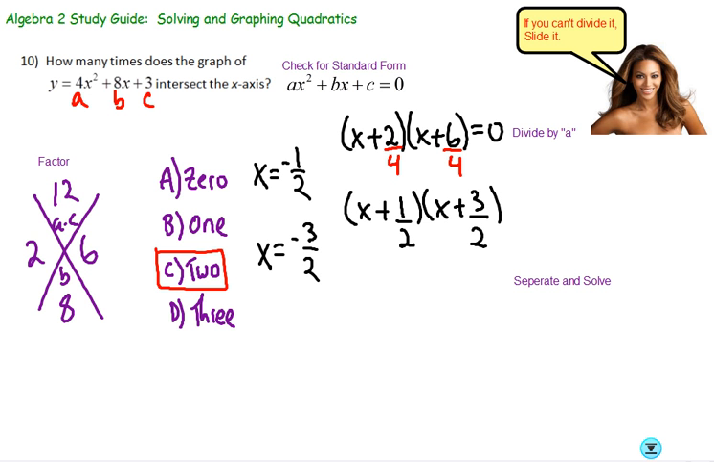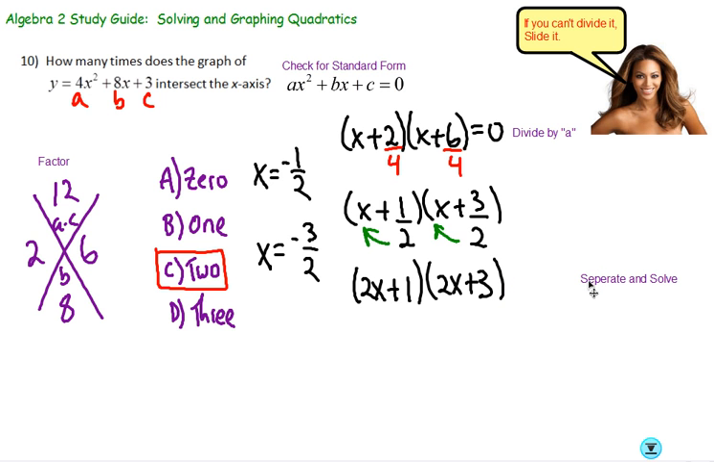Now we can slide it. So let's slide it, because, again, you can't divide evenly. You can't reduce it any further. So we would have 2x plus 1 and then 2x plus 3. And that would be equal to 0, because it's always equal to 0. Now, let's split it apart.